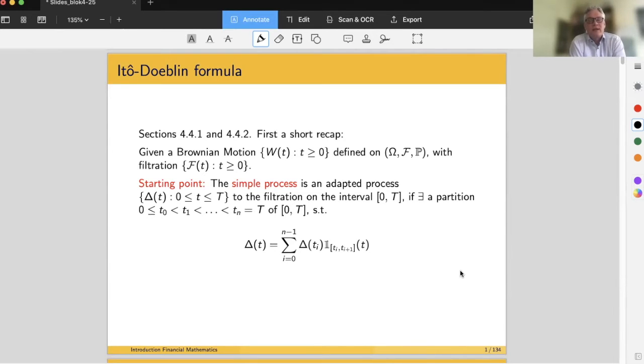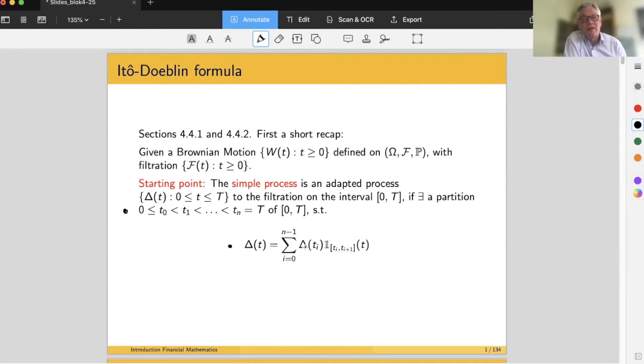And if we are dealing with a simple function, then there is a partition of that time interval [0,T], where t_0 is equal to 0, less than t_1, up to t_n, and t_n is then equal to T. So this is our time partition, the basis of the simple process, and then Delta is written in this case as a sum, i running from 0 to n minus 1, of Delta_{t_i}, where this t_i is the left side point of the interval, times the indicator function of the interval [t_i, t_{i+1}). So this is a piecewise constant function.